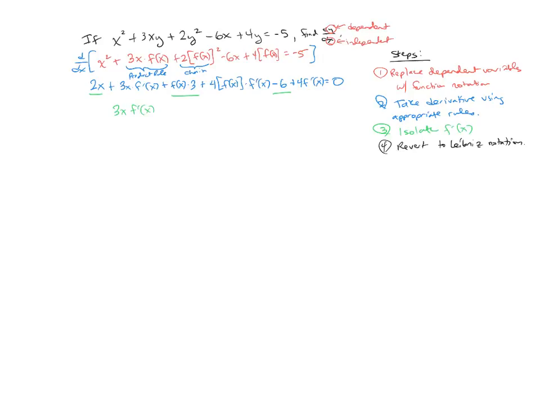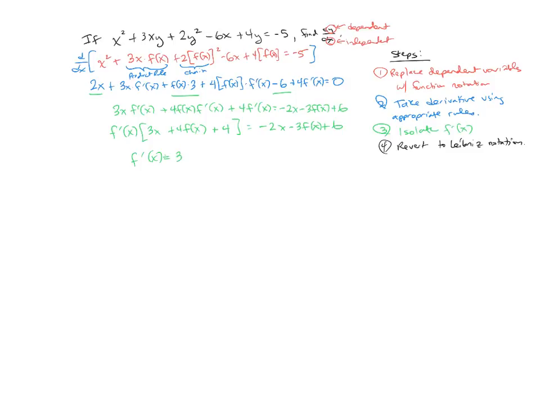3x times f prime of x plus 4 f of x times f prime of x plus 4 f prime of x equals negative 2x minus 3 f of x plus 6. And then, to isolate the f prime, it's a common factor now in everything on the left-hand side. So I'm going to pull it out. That leaves me with 3x plus 4 f of x plus 4. And then I'm going to divide both sides by what f prime of x is being multiplied by.